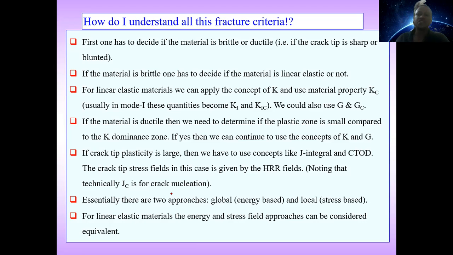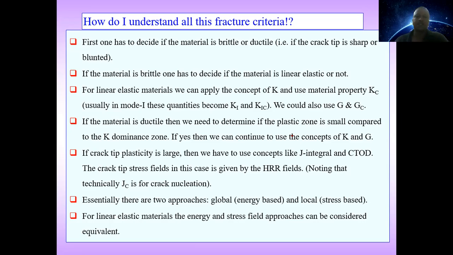We would also use G and GC, that is fracture energy. If the material is ductile, then we need to determine if the plastic zone is small compared to the K dominant zone. If yes, then we can continue to use the concept of K and G. If the crack tip plasticity is larger, then we have to use concepts like the J integral and CTOD, that is the delta function.